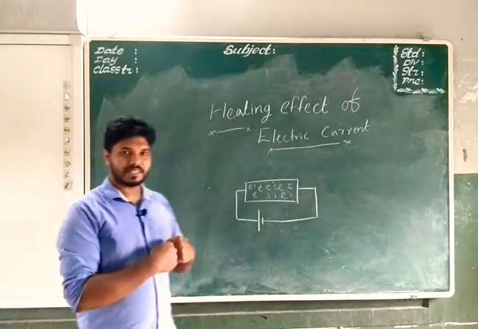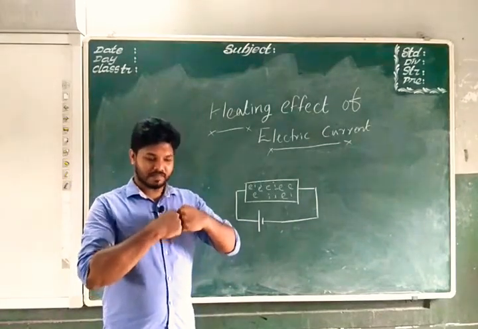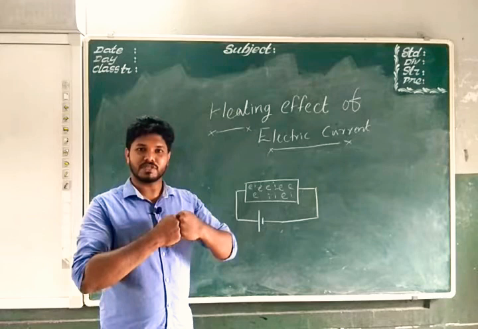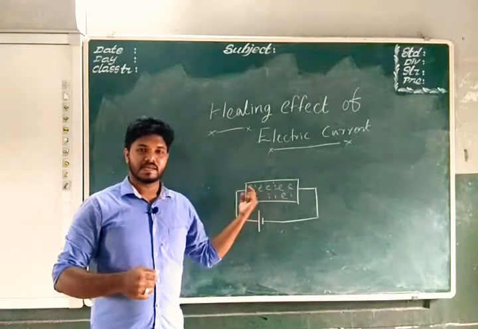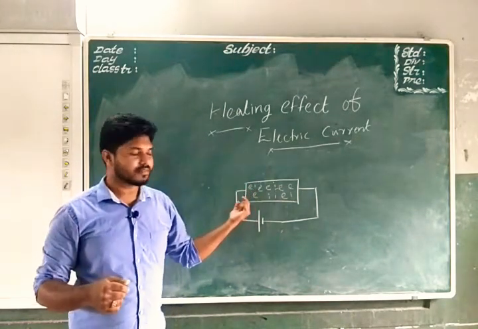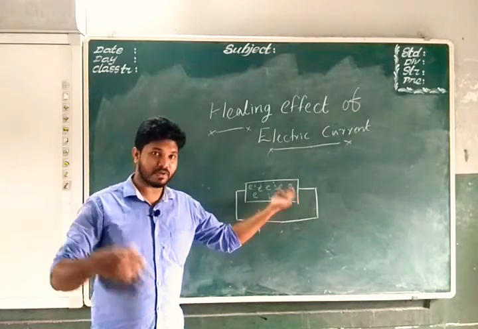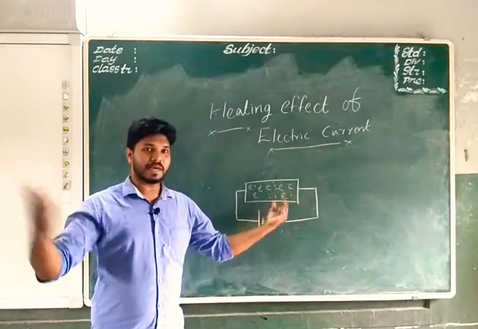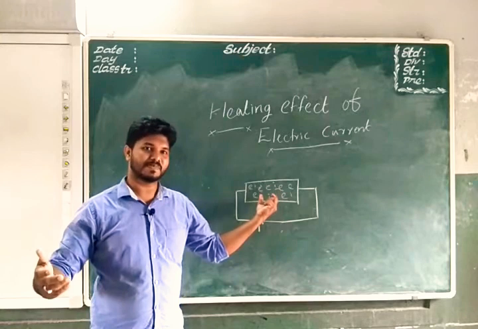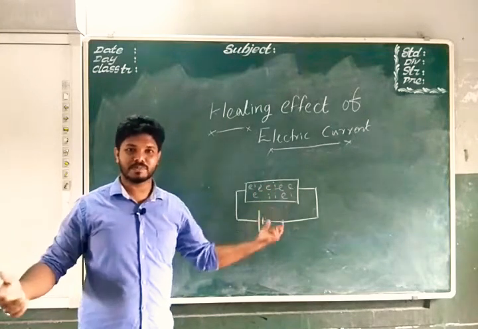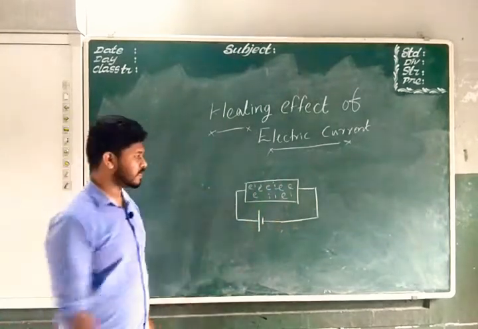When things collide with each other, what happens? There will be a disturbance, and at the same time there will be a production of heat. In the same way, when electrons collide with each other and with ions, at the time of collision it produces heat. This is how heat is produced in electrical equipments.